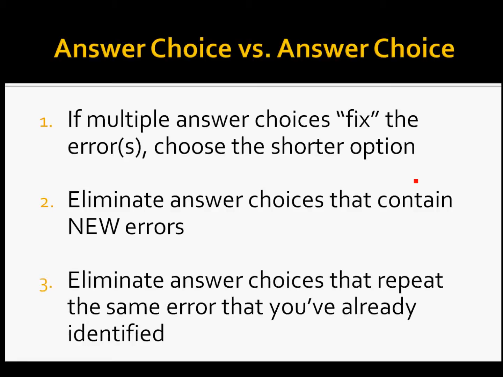Now last, you want to eliminate choices that repeat the same error that you've already identified. Again, this seems like common sense, but trust me, a lot of people just assume that if the error is fixed once, it must be fixed every time in that same sentence. But a lot of times they'll make that same mistake in a different way later on in that underlined portion. So keep these three things in mind. They will greatly help you in reducing the number of choices you have, especially when you're guessing.